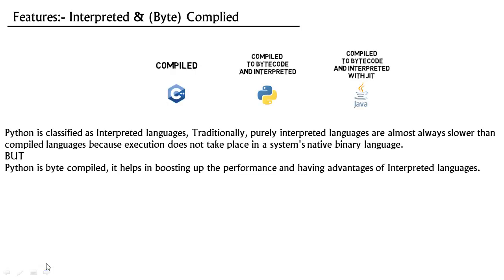Great. Another feature is that it is an interpreted and byte compiled programming language. So what is this? I will not spend too much time here, but in simple terms, C++ is a compiled language. What do you mean by compiled language? All the execution takes place in a system's binary language. But Python is byte compiled, or we can say interpreted, and execution does not take place in the system's native binary language, so that's why it's a bit slower than other compiled languages.